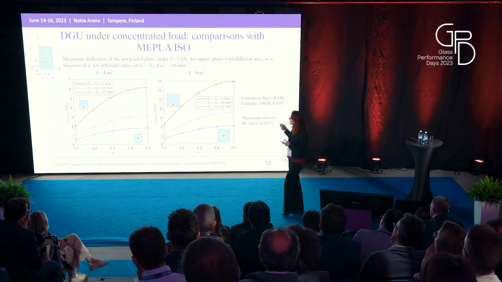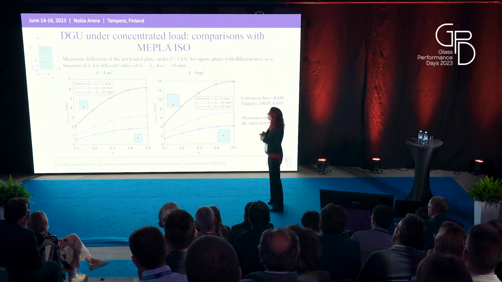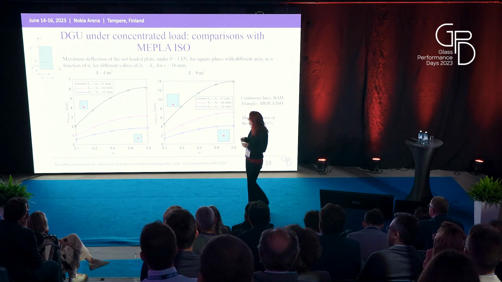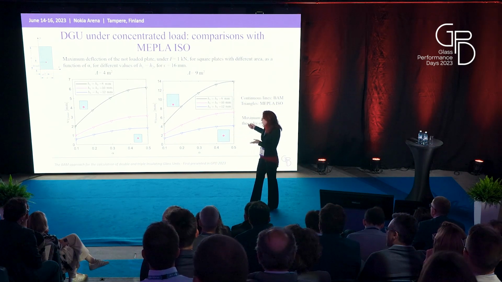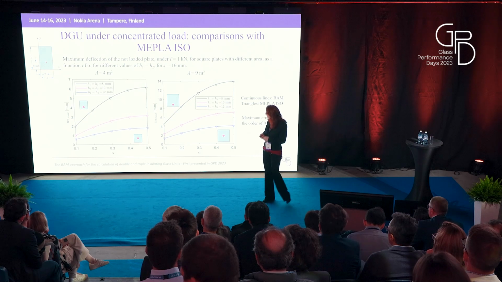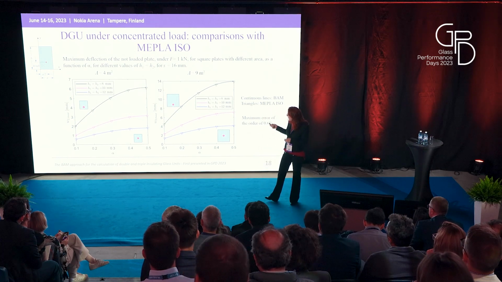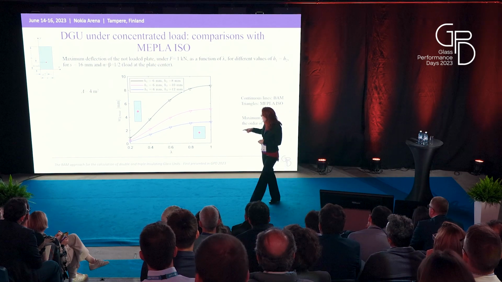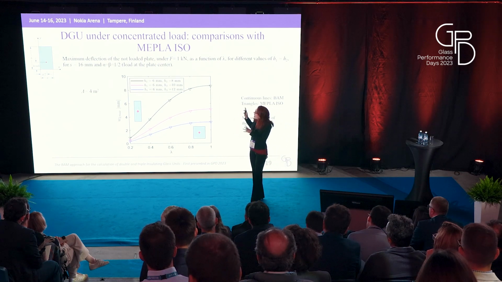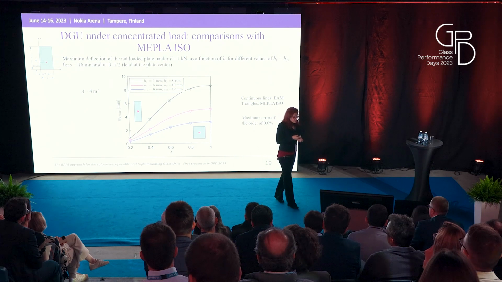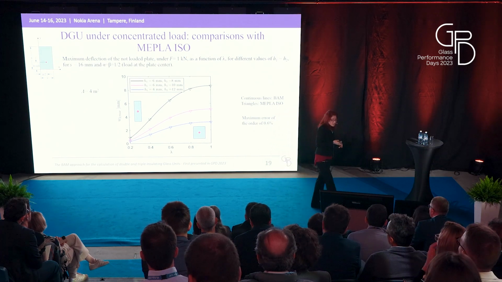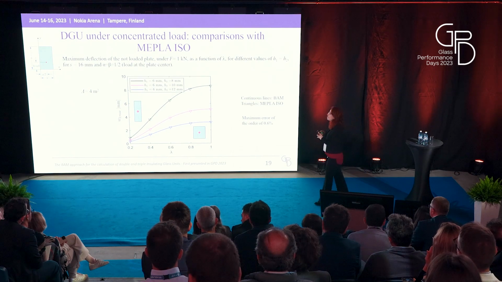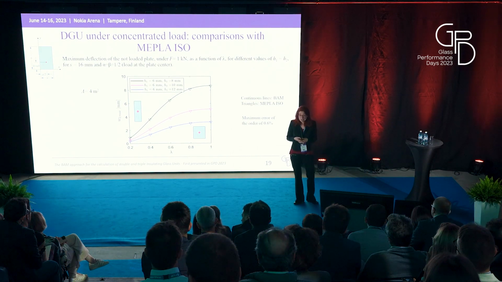Now, these graphs consider instead the case of a square double glazing unit under concentrated load. These are perfectly analogous to what I showed in the previous slide. And this last one considers the variation of the aspect ratio. In all these considered cases, the maximum error is of less than 0.7%. So we have an excellent agreement between the analytical and the numerical results.